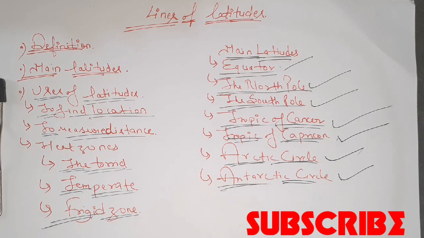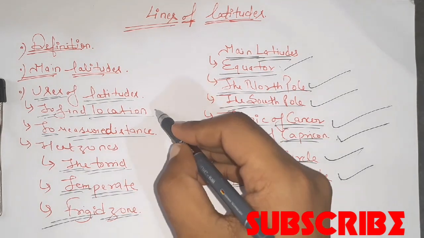So what is the use of the latitudes? Why were these imaginary lines made? What is the purpose of it? The first purpose was to find the location of a place, okay. So latitudes give us the location of a place, whether it is on the northern side or on the southern side of the equator. This is how we can find the absolute location of that particular place, right students?